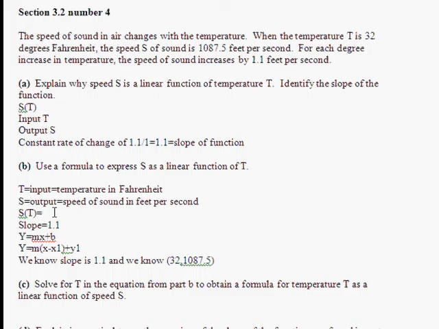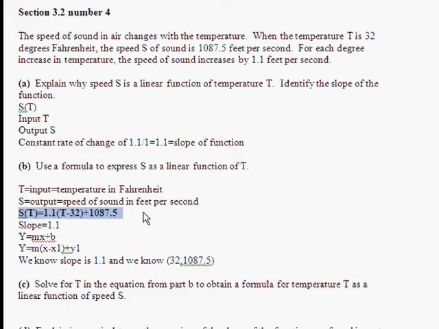I'm going to use point slope form. M is 1.1, and then I use the input variable t. I subtract the x value of the point, and I add the y value of the point. So the equation of this line is s of t equals 1.1 times (t minus 32) plus 1087.5.